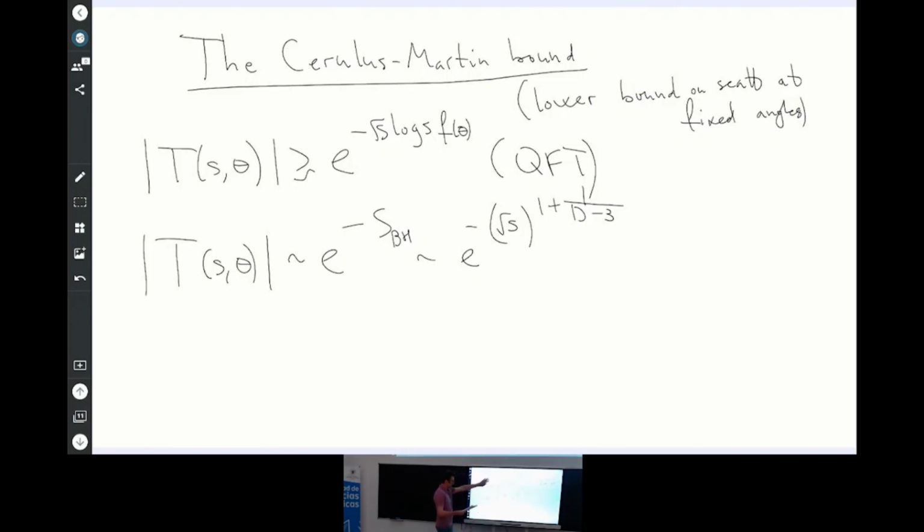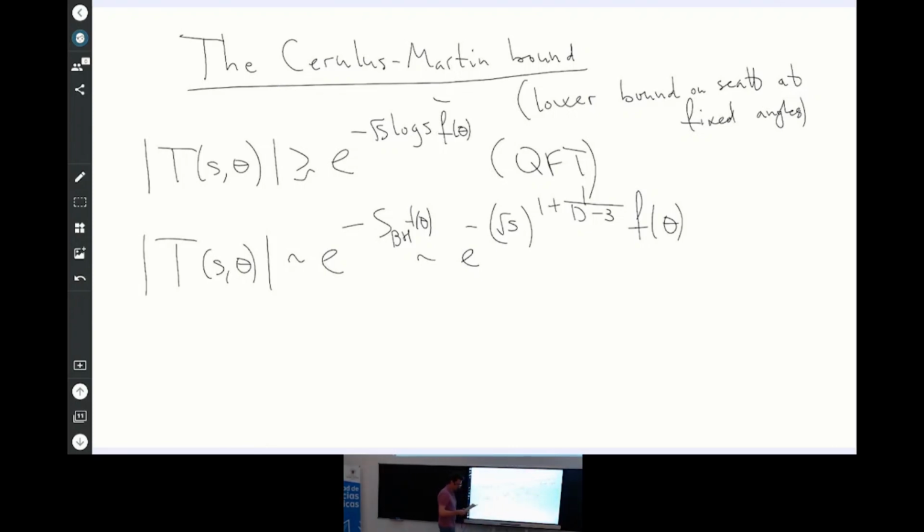So what is this bound? This bound is not, in fact, derived in QFT. Yes, sorry, thank you, it's f of theta, it's not the same f. The important factor is that it's larger than 1. So it violates this thing.